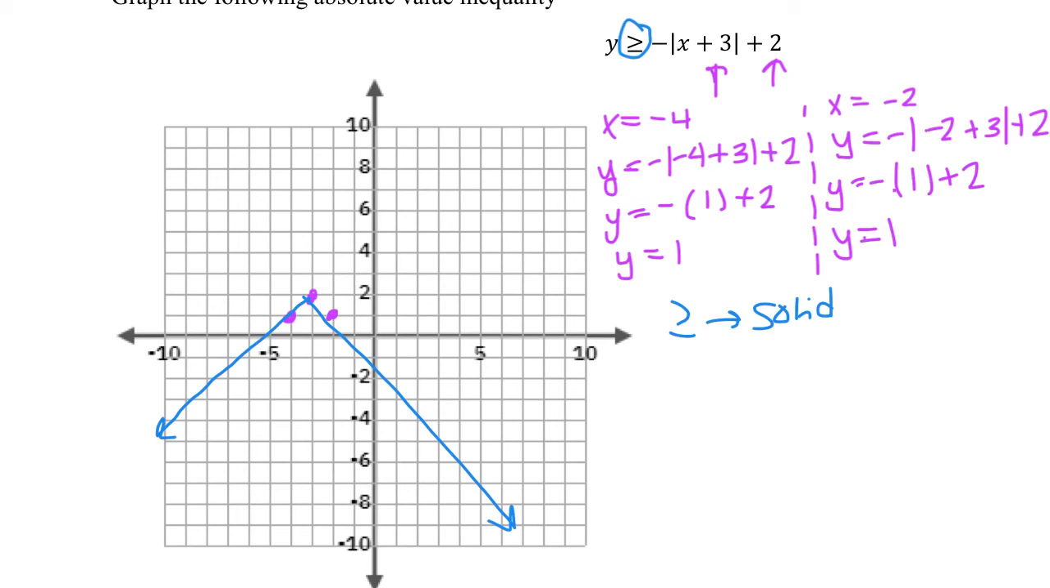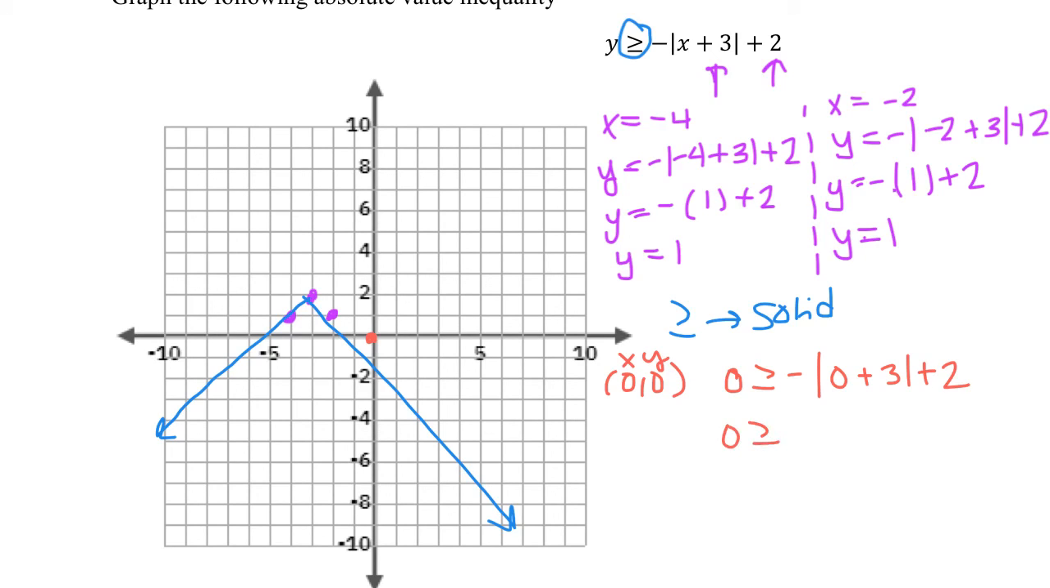Again, it doesn't matter which test point you pick as long as it's either on the inside or the outside of the absolute value. I'm actually going to go with 0, 0 one more time because 0, 0 is the easiest point to substitute, because zeros are nice and pretty. So we're going to use x as 0 and y as 0. So we have 0 greater than or equal to negative the absolute value of x, which is 0, plus 3, plus 2.